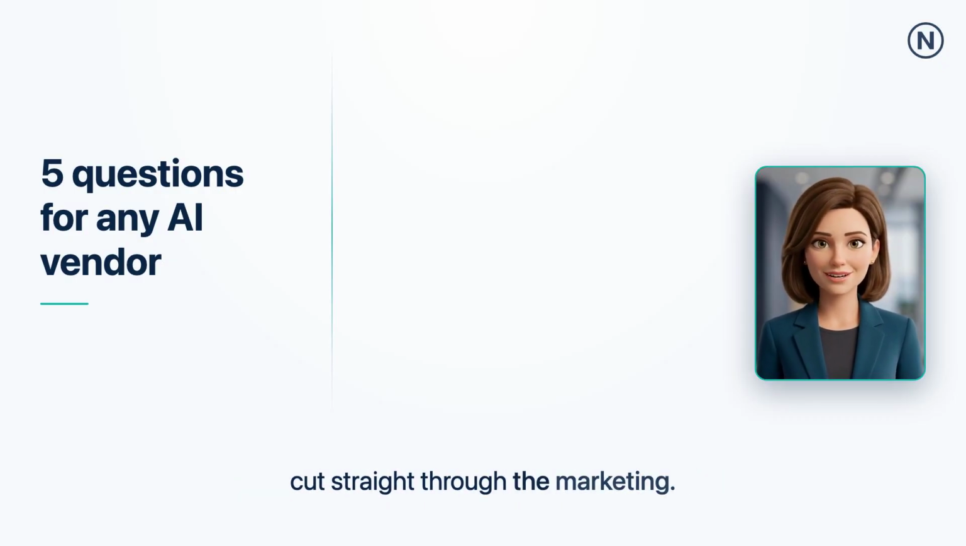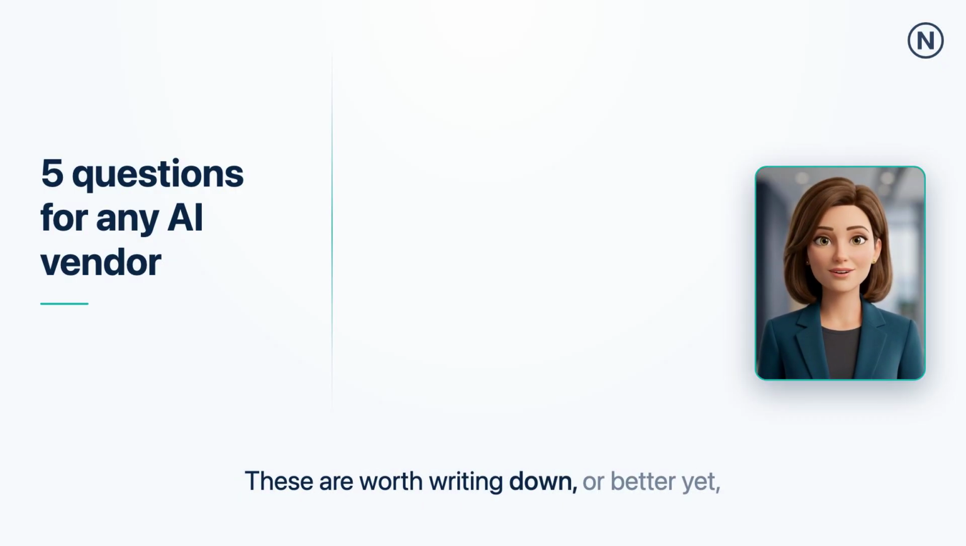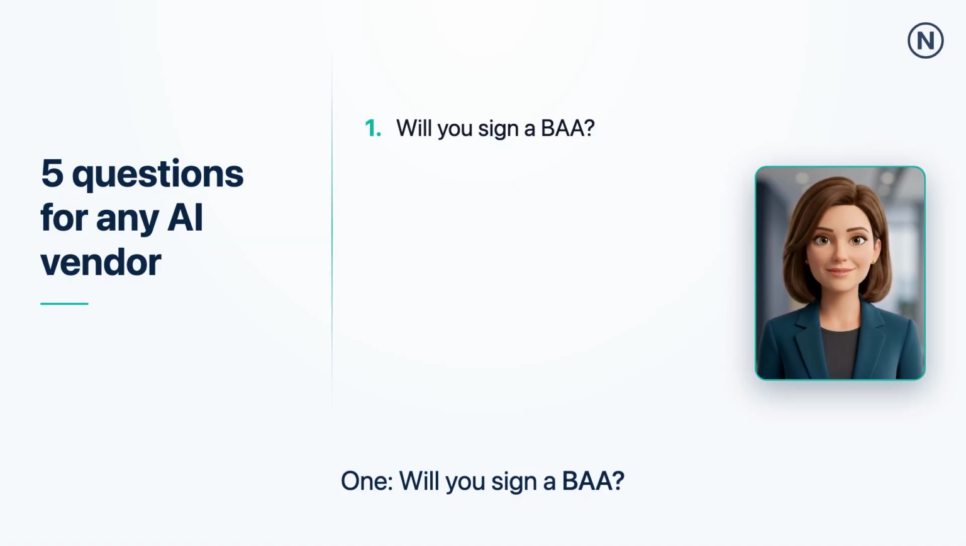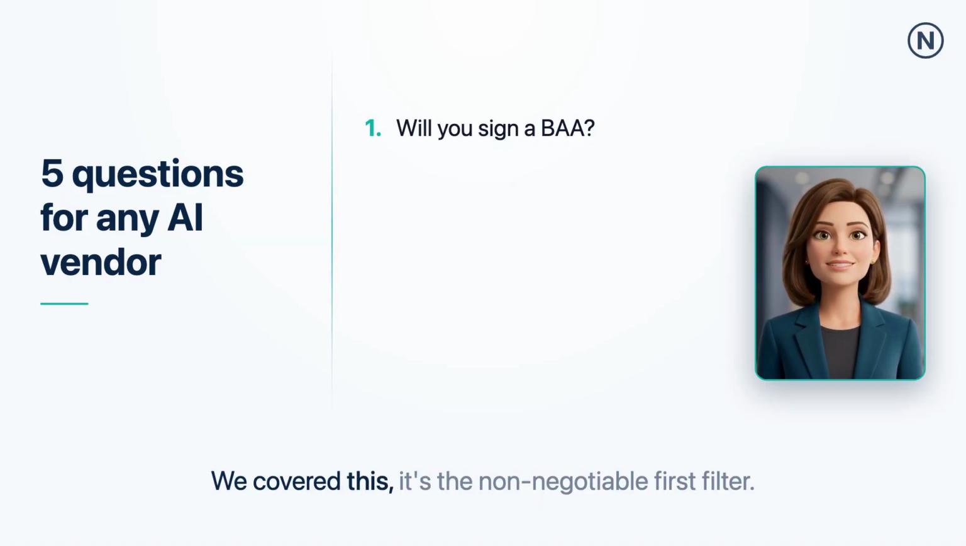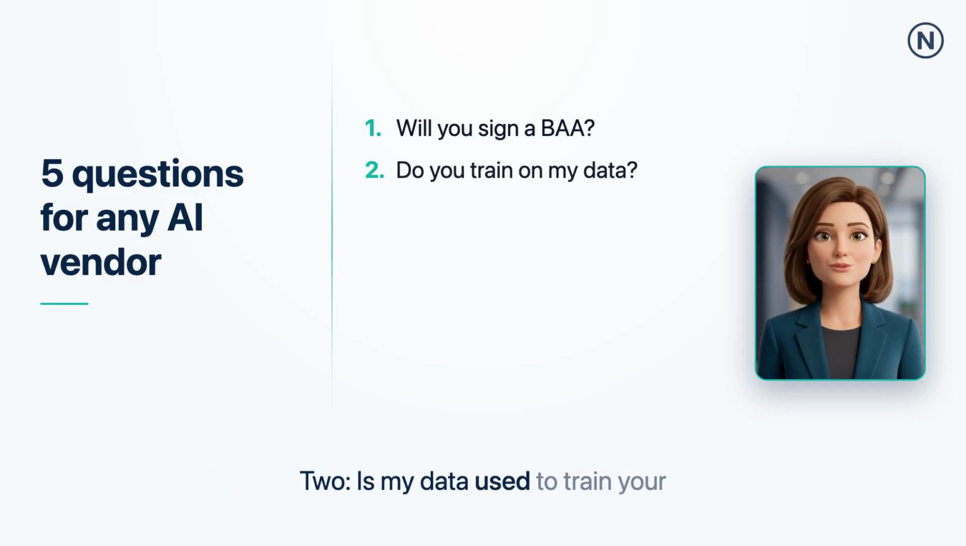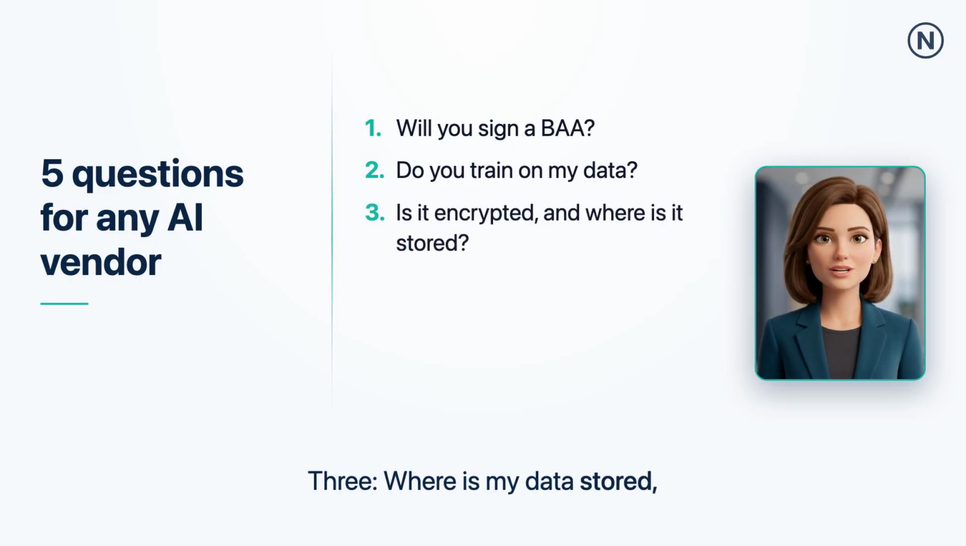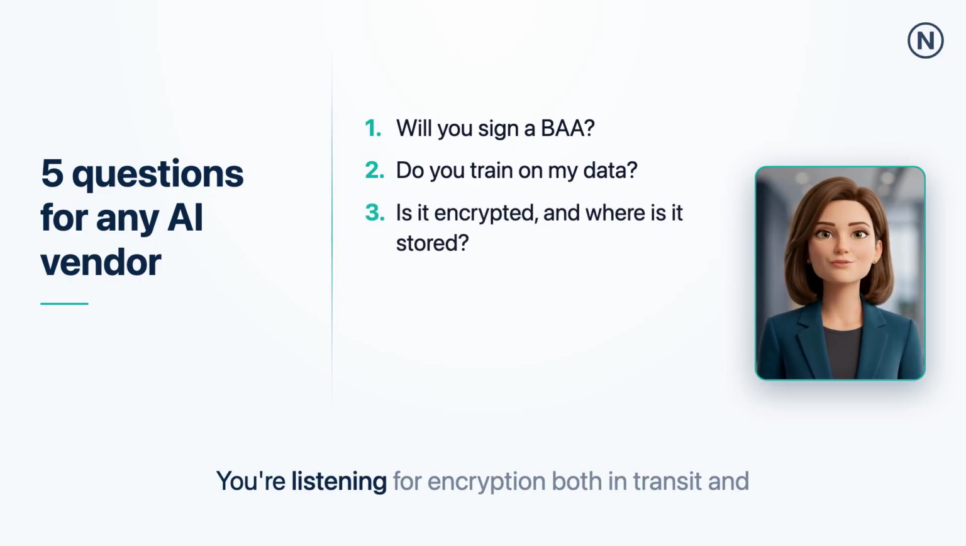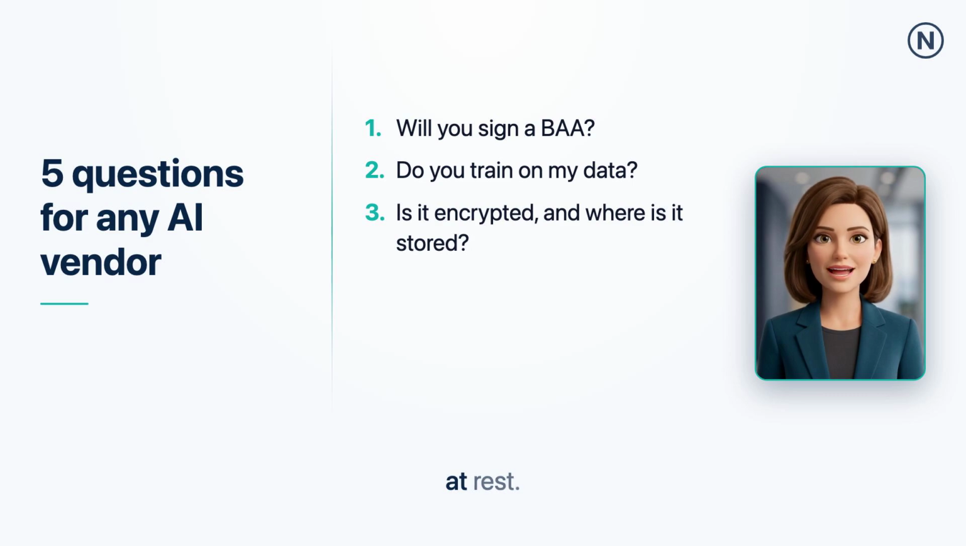So before you let any AI tool near your practice, here are the 5 questions that cut straight through the marketing. These are worth writing down, or better yet, grabbing the checklist I'll mention at the end. 1. Will you sign a BAA? We covered this. It's the non-negotiable first filter. 2. Is my data used to train your models? You want a clear, unambiguous no. 3. Where is my data stored and is it encrypted? You're listening for encryption both in transit and at rest.